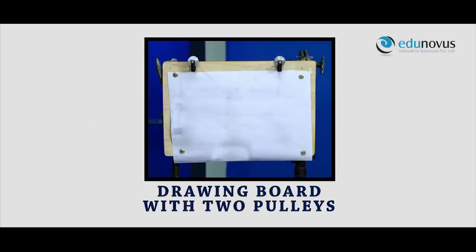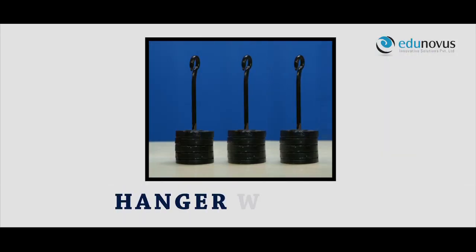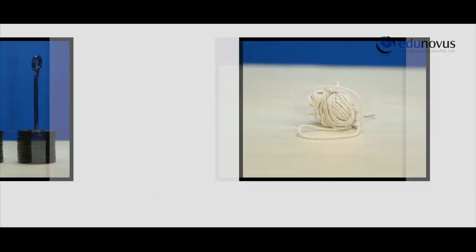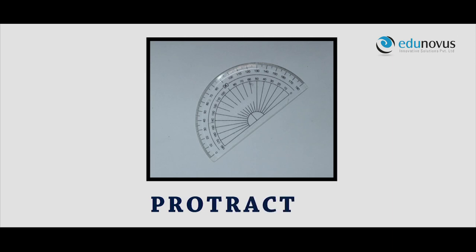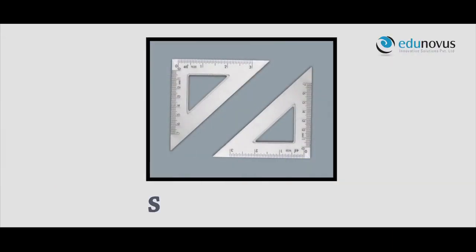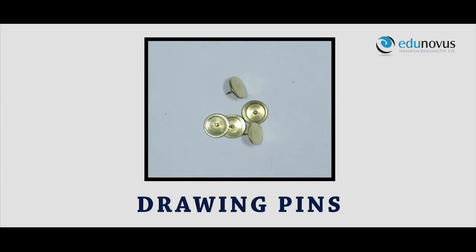Apparatus. Drawing board with two fixed pulleys, three sets of hanger weights, twine thread, protractor, set squares, and drawing pins.